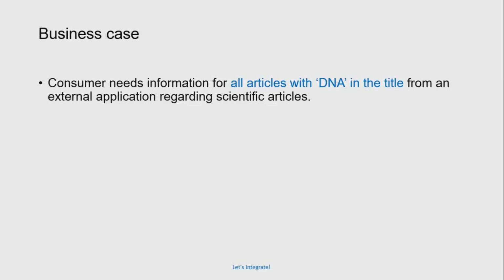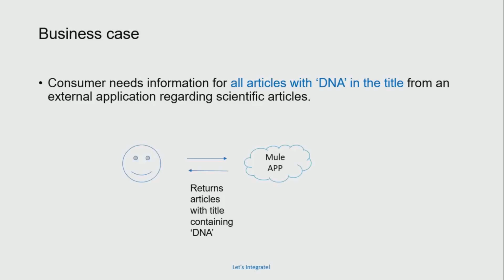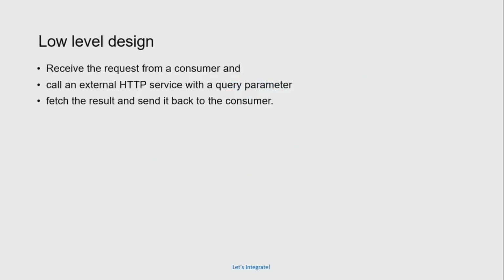So let us look into a simple business case first to understand the concept and work our way towards implementing the solution. Now, consumer needs information for all articles with DNA in the title from an external application regarding scientific articles. So there is a third-party application which publishes different scientific articles and there is a long list of articles. But the consumer needs only those ones which are having DNA in their title. Okay. So we need to invoke an external HTTP backend to fetch the result accordingly and send it back to the consumer as required.